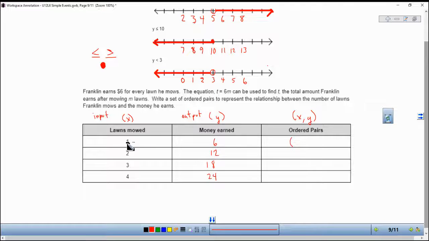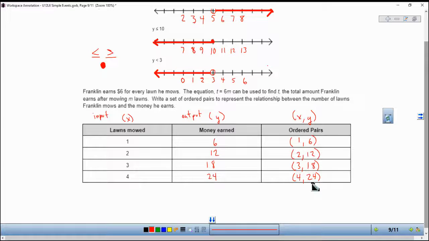So for the first one, the input was 1, the output was 6. So our ordered pair is going to be 1, 6. And then 2, 12 is our next ordered pair, input, output. 3, 18, input, output. 4, 24, input, output. There it is, x, y. Now we could go ahead and graph those, but we don't have a graph to graph them on, so we'll just leave them as that.